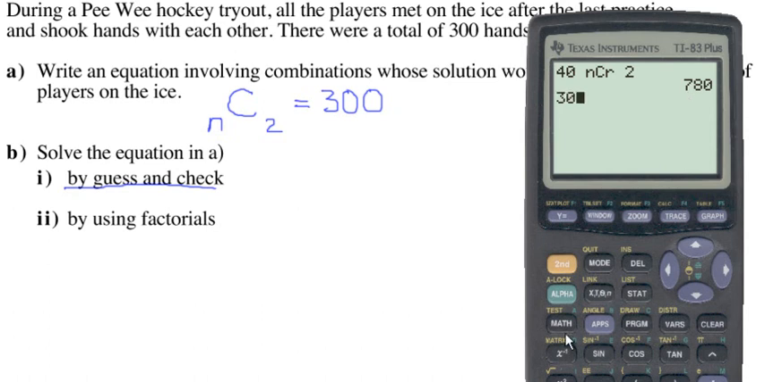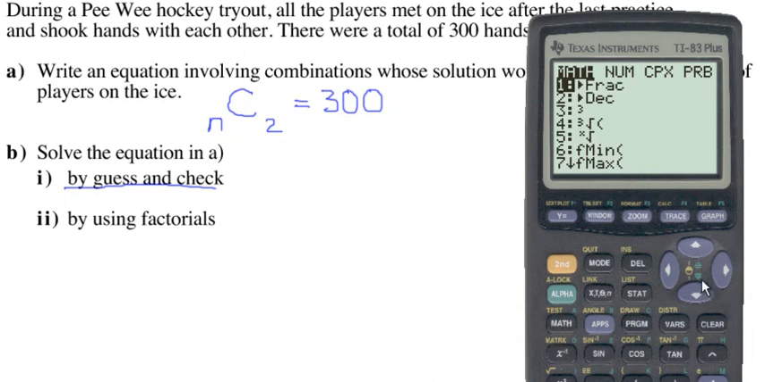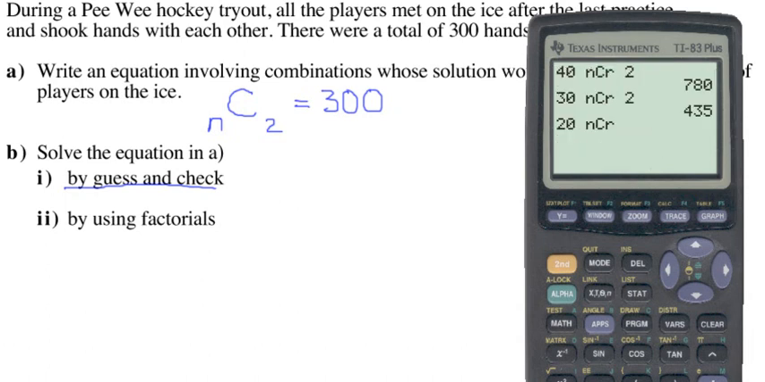Let's cut it down to 30 and see how much of a difference that makes. 30 is still too high. How about 20? Oop. 20 is not enough. So we had 435 handshakes, 190 handshakes, 300 is right in the middle, so we have somewhere between 20 and 30 players.